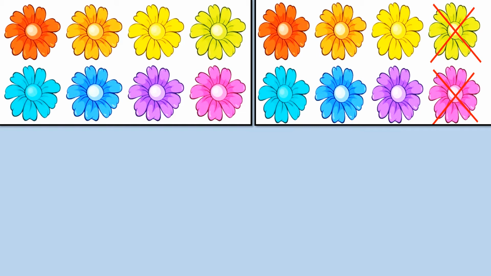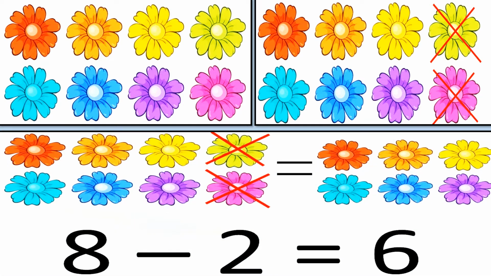Children, let's do a few more sums. How many flowers can you see here? Let's count together. 1, 2, 3, 4, 5, 6, 7, 8. And let's cross off 2 flowers. So how many are we left with? 1, 2, 3, 4, 5, 6. So let's see what's the answer. Yes, you got the answer as 6. That is correct. So how are we going to read it? 8 take away 2 is same as 6.